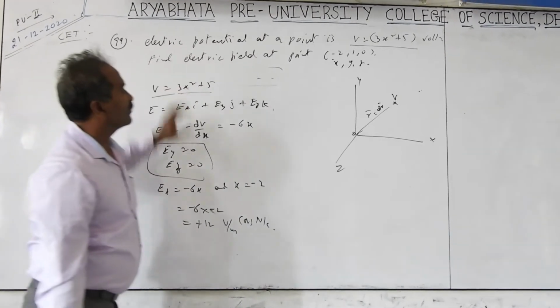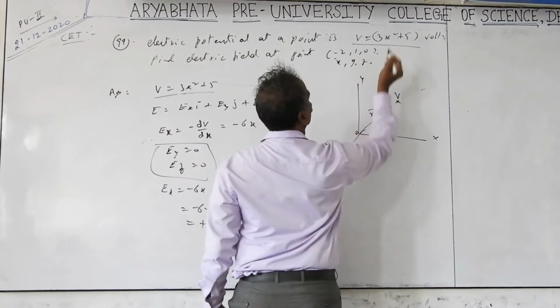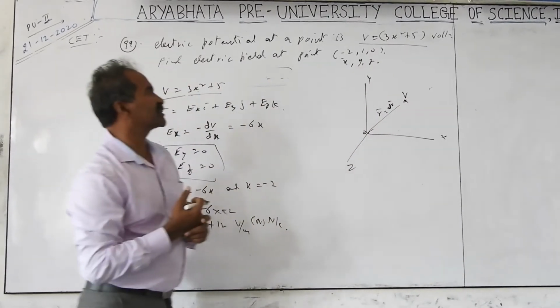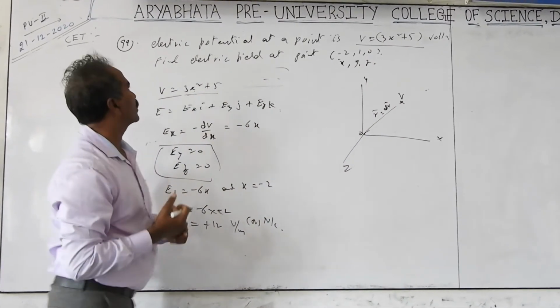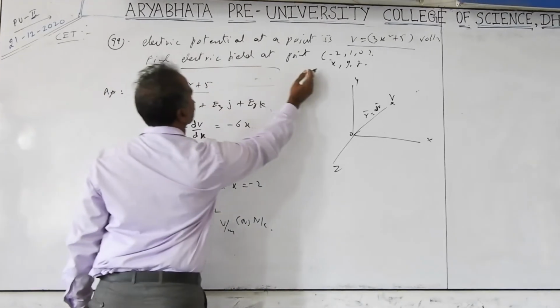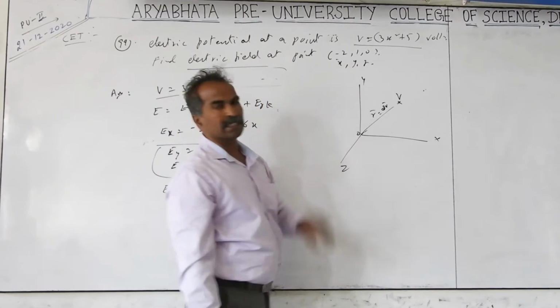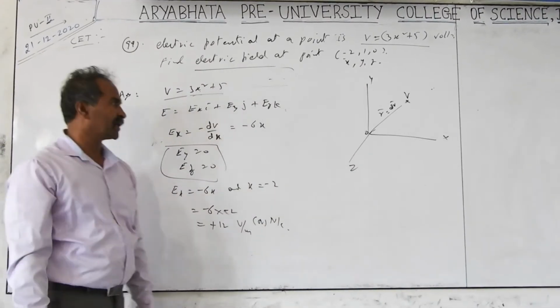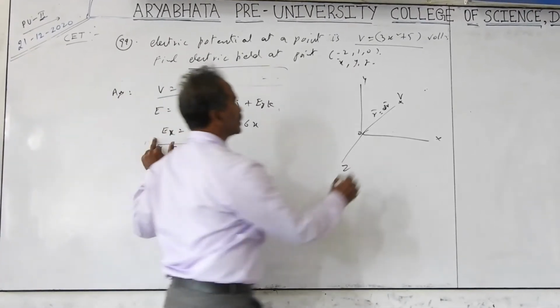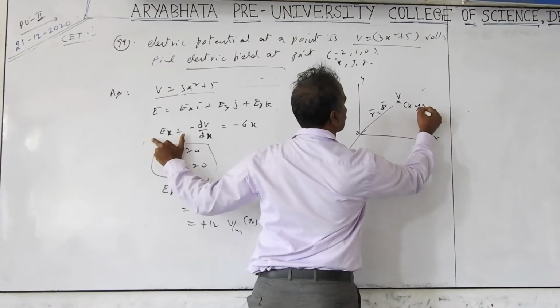Here the potential is given as 3x square plus 5. x, y, z are variables here, and values can change. But you have to find the electric field at a single point, given as (-2, 1, 0), the x, y, z coordinates of the position vector.